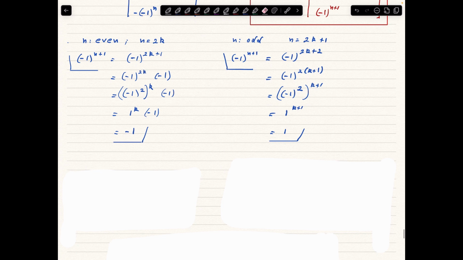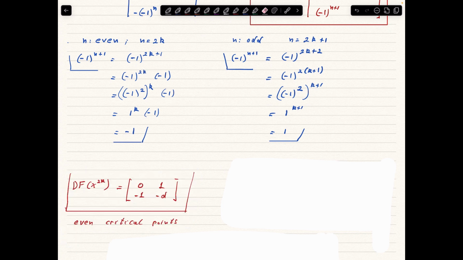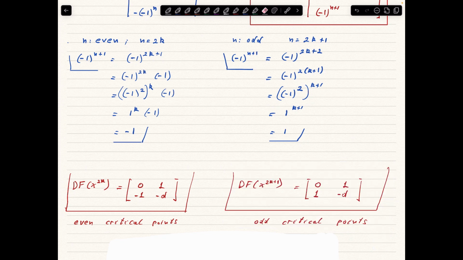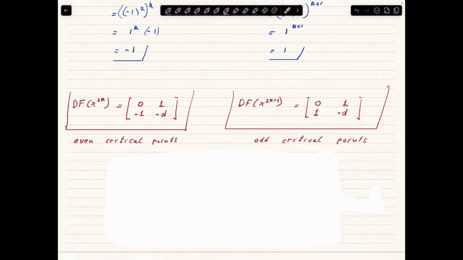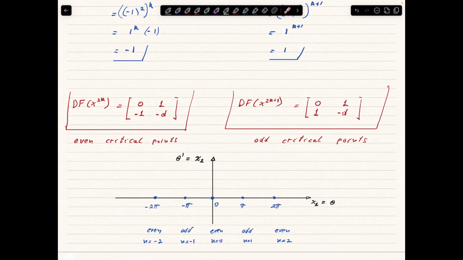So we arrive to these expressions for the derivative matrix. Either it has a negative 1 in that position for the even critical points, or it has a positive 1. So the whole difference is right here. For even critical points we have a negative 1, for odd critical points we have a 1, and then the picture is that we have 2 types of critical points. The odd critical points, where we are going to have some behavior, and then the even critical points, where we may have a different behavior because of that difference.